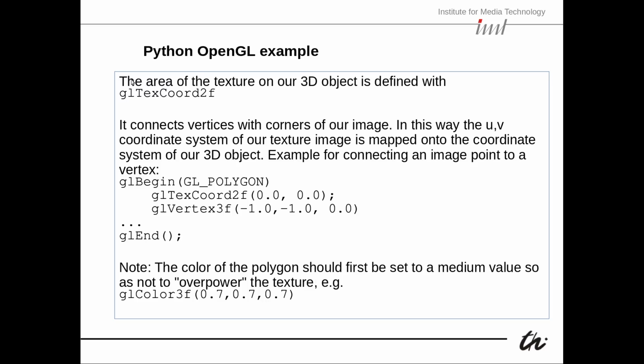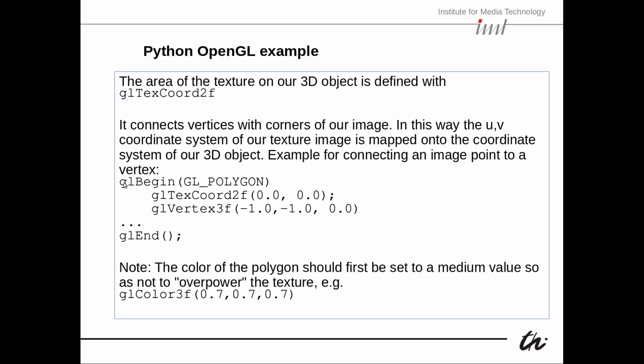Yeah. Then we need to define the area of the texture. So this is basically the mapping of the texture to our 3D object. And this is done with glTexCoord2f. So f again for float. This connects the vertices with the corners of our texture image. In this way, the UV coordinate system of our texture image is mapped onto the coordinate system of our 3D object.